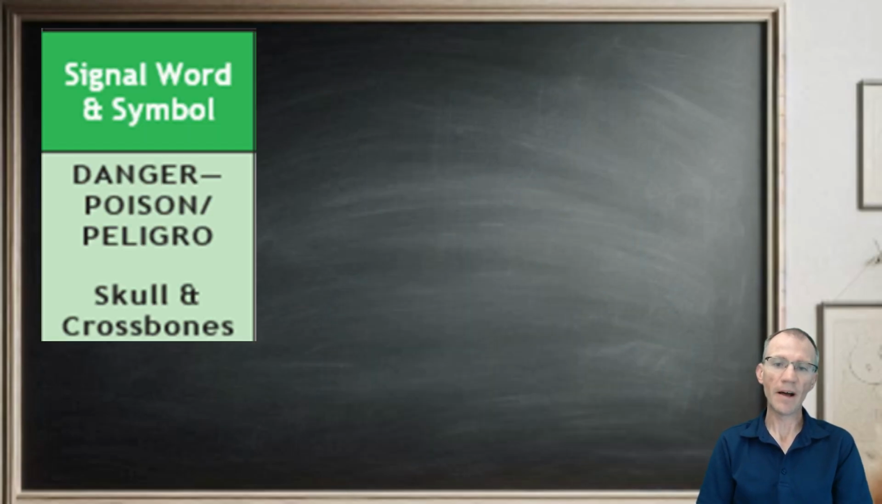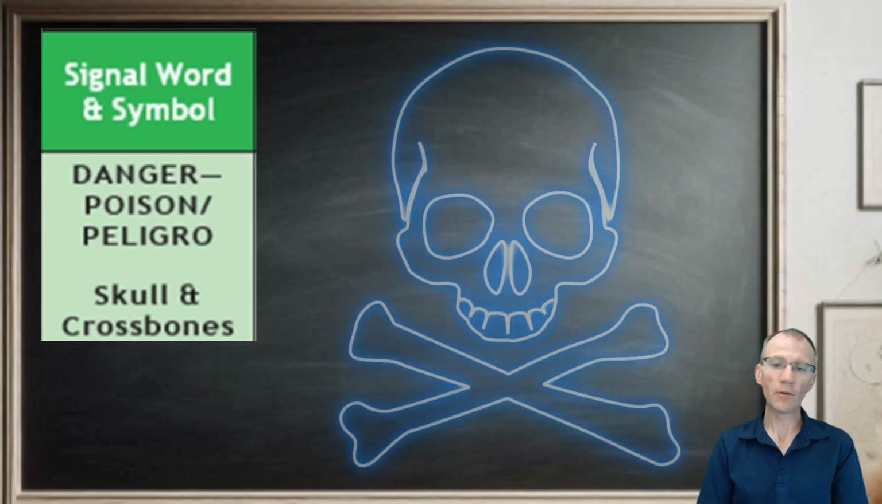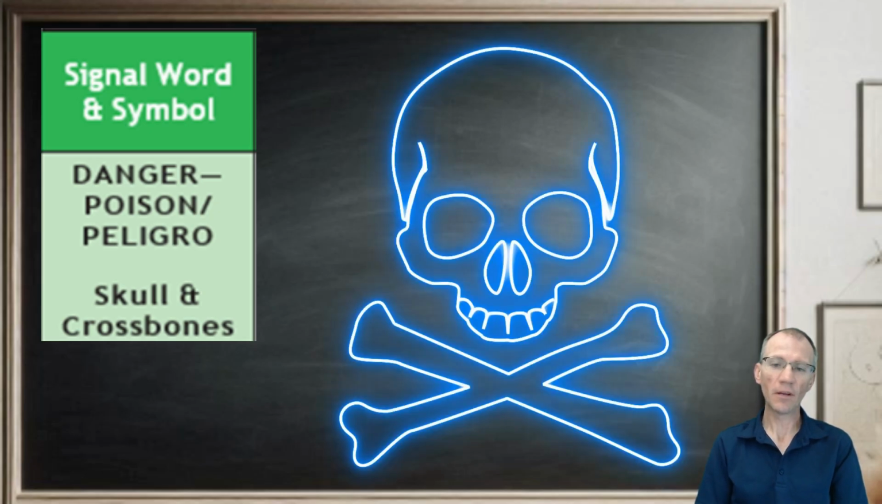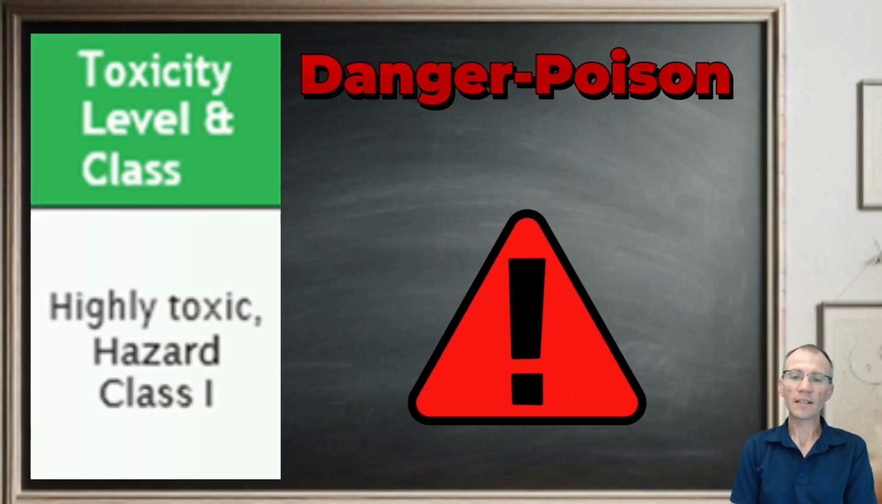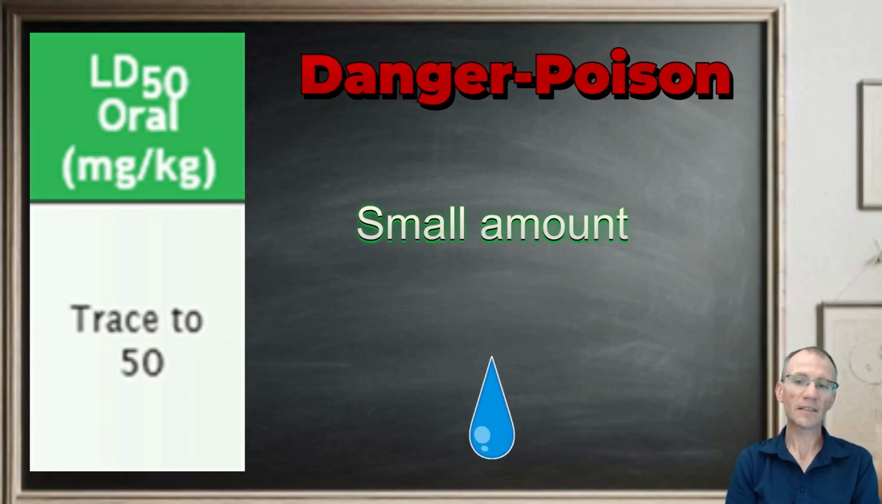We talked a little bit about this earlier. This is going to be danger, dash, poison, or peligro in Spanish. This is going to be denoted by the skull and crossbones symbol. The toxicity level and class is going to be highly toxic, hazard class 1. Now, as you can imagine, these are going to be the most toxic products out there. So when we look at the oral LD50s, it's going to be very low. It's going to be a trace to 50 milligrams/kilograms.